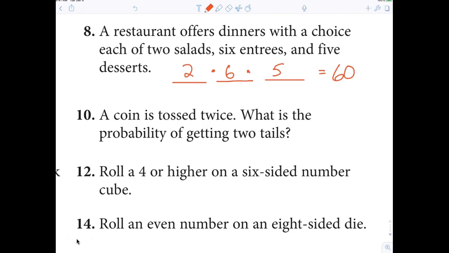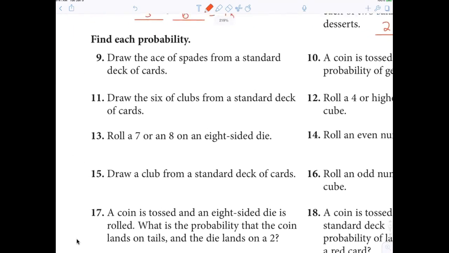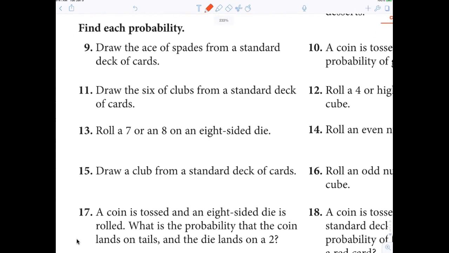Is everybody okay with that now? All right, hopefully you're feeling better about it. Let's take a look at number 9. How many ace of spades are there? 1. Leighton, what's my answer for number 9? If there's 52 cards, there'll be 1 out of 52. 100% correct. 1 out of 52.